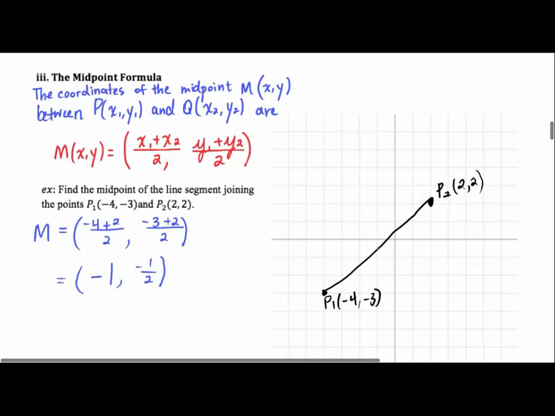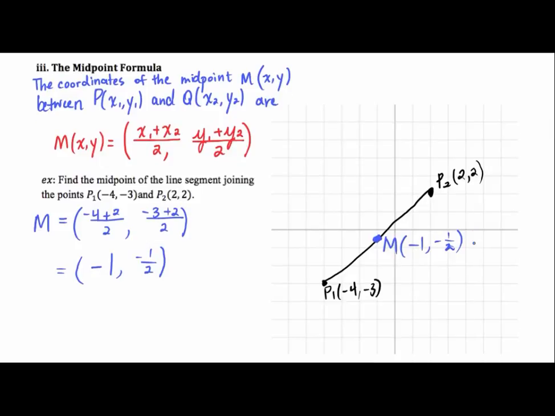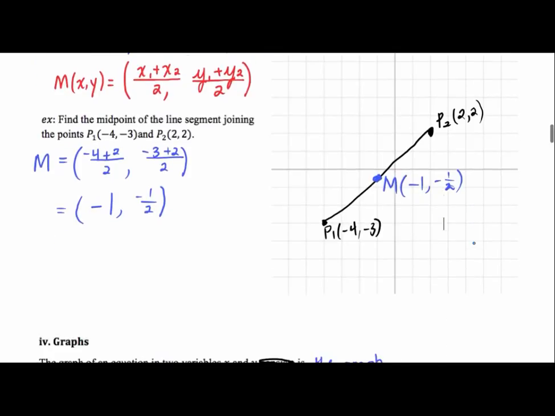Does that appear roughly correct there? Okay. So that's the midpoint. Average of the x-coordinates, comma, average of your y-coordinates. Do you have any questions about that? Okay. That can be useful at times.